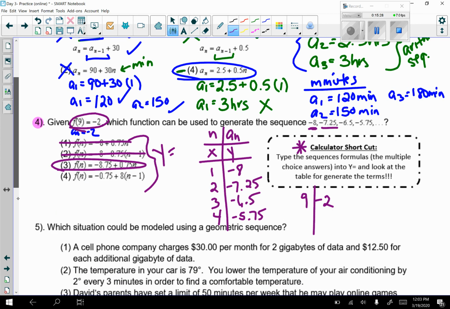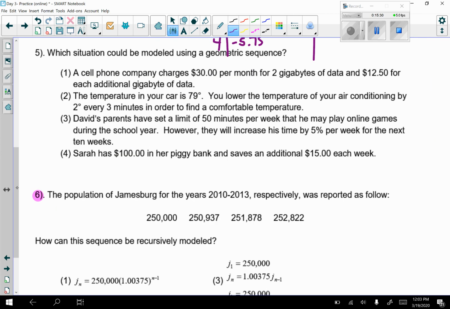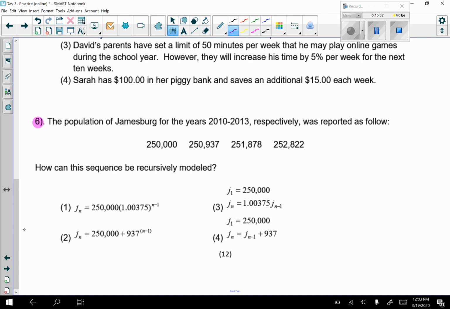Moving on, we're going to skip number 5. We're going to take a look at number 6. The population of Jamesburg for the years 2010 to 2013 respectively was reported as follows. How can this sequence be recursively modeled?